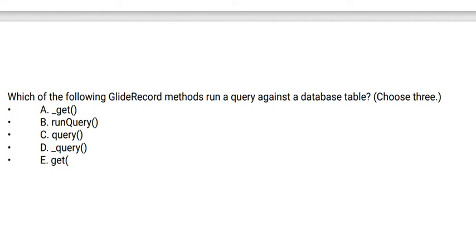Next question is, which of the following GlideRecord methods run a query against a database table? Choose three options. Option A, get. Option B, runQuery. Option C, query. Option D, _query. And option E, get. The correct answer is option C.